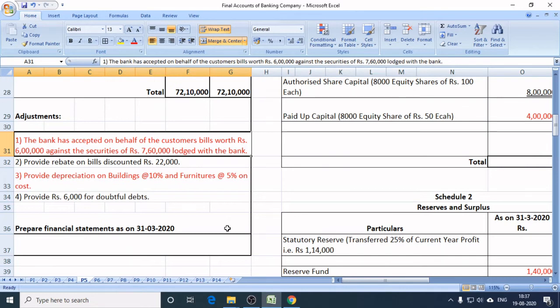If tomorrow, in future, that buyer fails to pay rupees 6 lakh to the seller, in that situation, as the bank has accepted this bill of rupees 6 lakh, the bank will have to pay that amount to the seller. So here it is treated as the bank's contingent liability. Why contingent liability? Because the bank will have to make a payment only if the buyer fails to make a payment within a stipulated period of time.